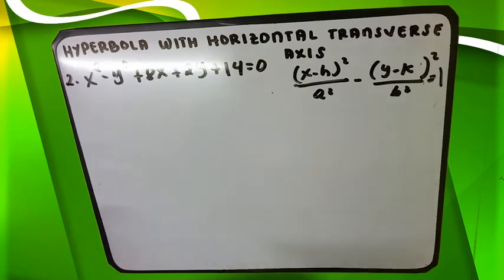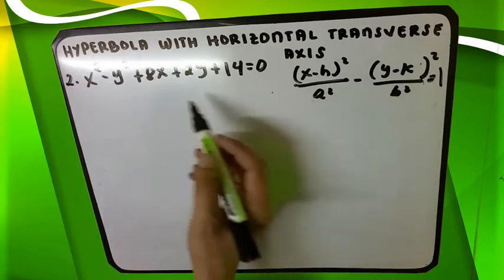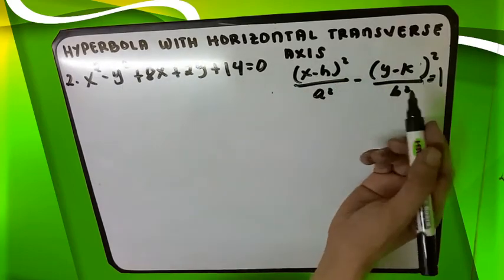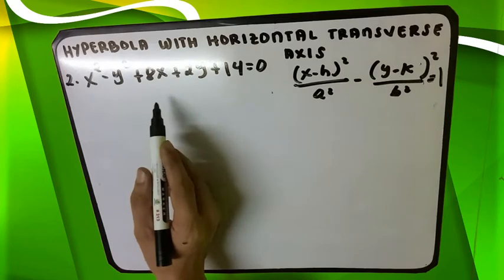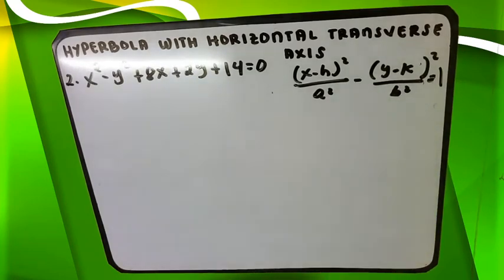So this is the second example of transforming an equation of a hyperbola to standard form with horizontal transverse axis. So last video, or first video, we identified the parts and how to identify the coordinates of the points. So here, we still retain our standard form of a hyperbola with horizontal transverse axis. So given this equation, we need to transform it into this form, the standard form.